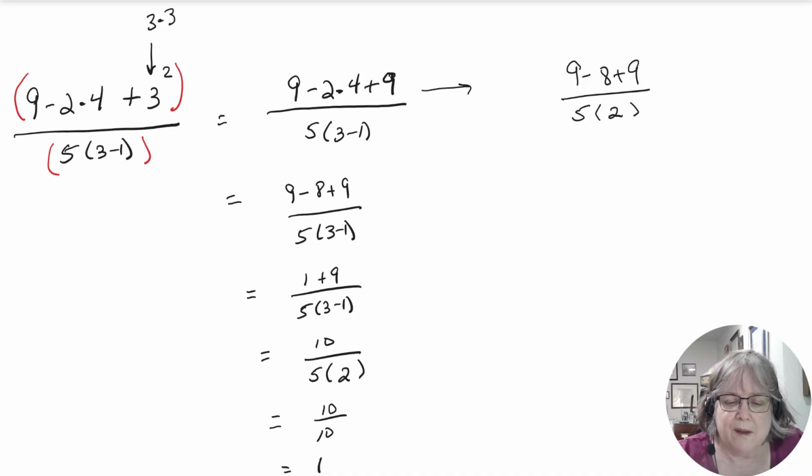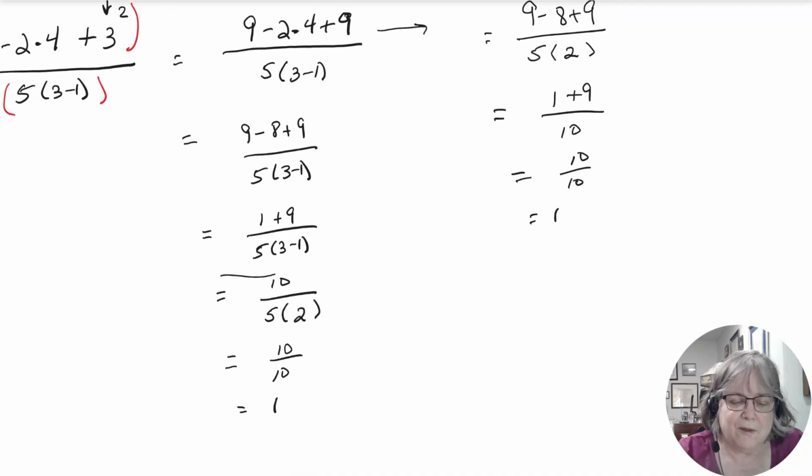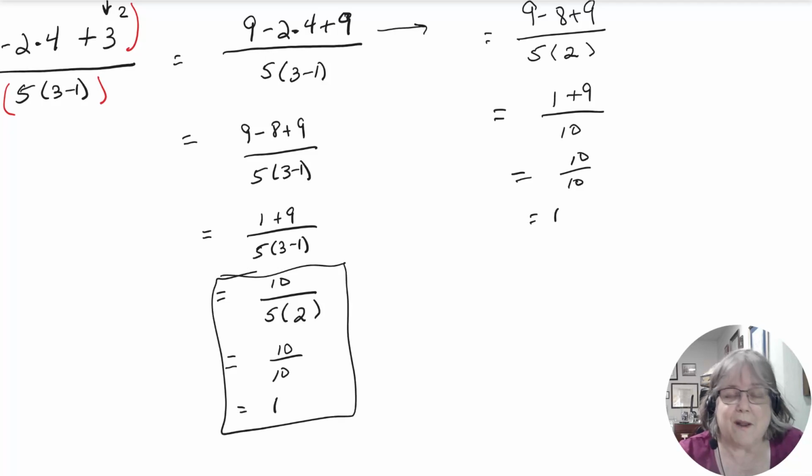So then you would go, all right, so 9 minus 8 is 1 plus 9, and over here you have 5 times 2 is 10, and you'd have 10 over 10 and 1. And you get done, what, two or three steps, depending on how you want to count it earlier, but you still get the same answer.